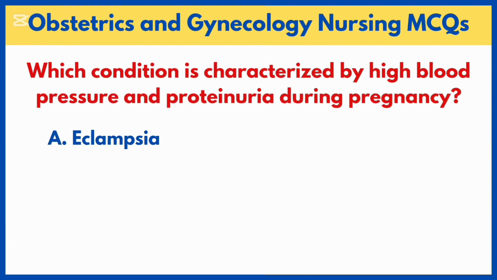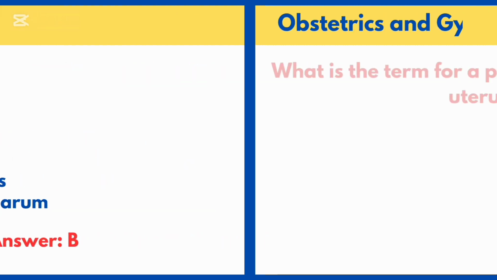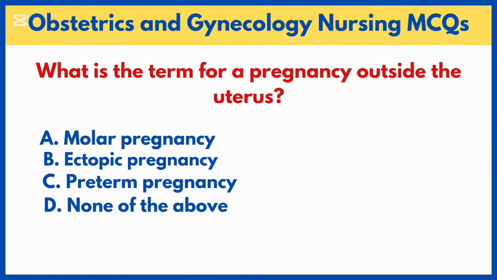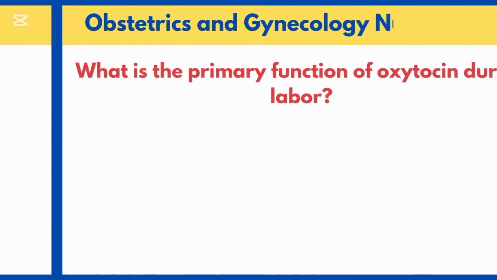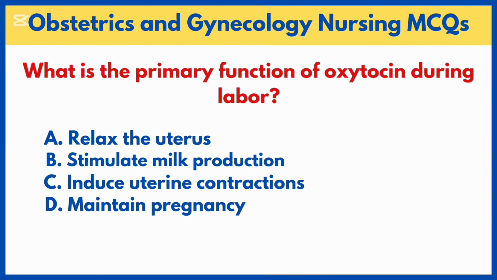Which condition is characterized by high blood pressure and proteinuria during pregnancy? Correct answer is option B, preeclampsia. What is the term for a pregnancy outside the uterus? Correct answer is option B, ectopic pregnancy. What is the primary function of oxytocin during labor? Correct answer is option C, induce uterine contraction.